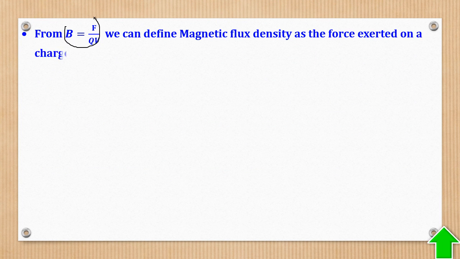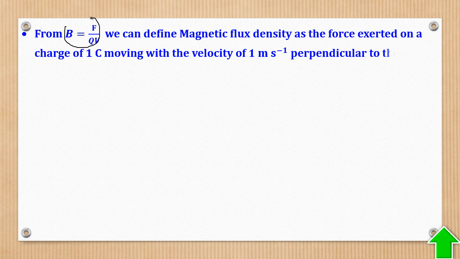Then from this expression, you can get the second definition for magnetic flux density, which is the force exerted on a charge of 1 coulomb moving with a velocity of 1 meter per second perpendicular to the magnetic field. The key word is that what is in the denominator should be 1 coulomb and 1 meter per second. And because there is no sin theta, it implies the angle should be 90. That's why there is the word perpendicular here.